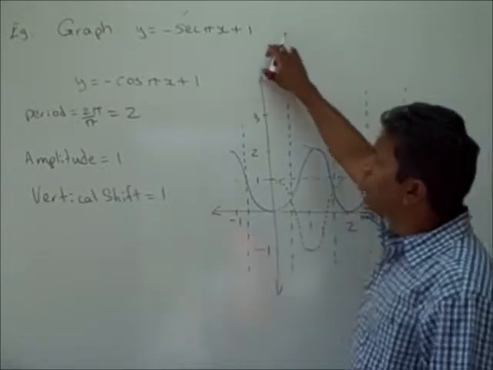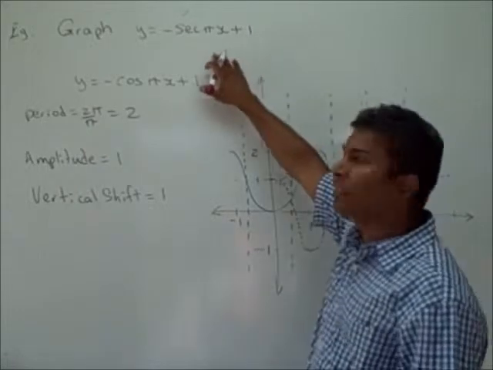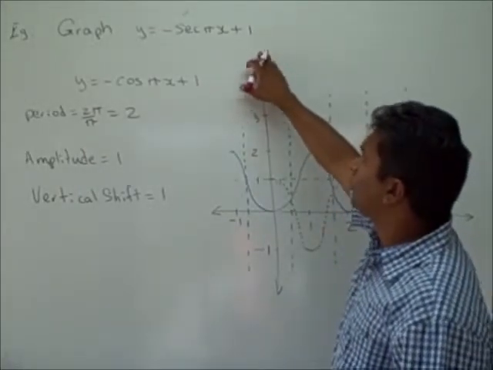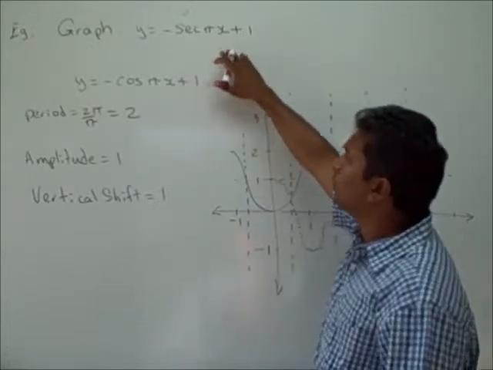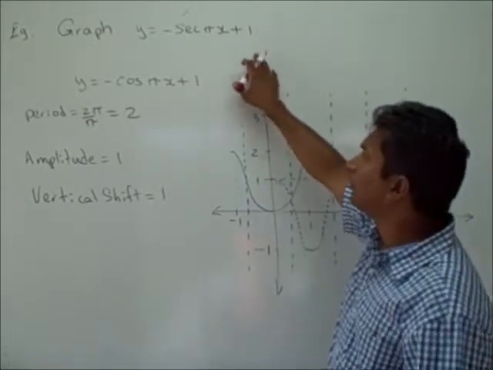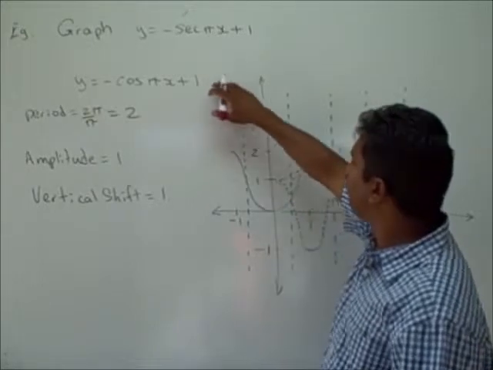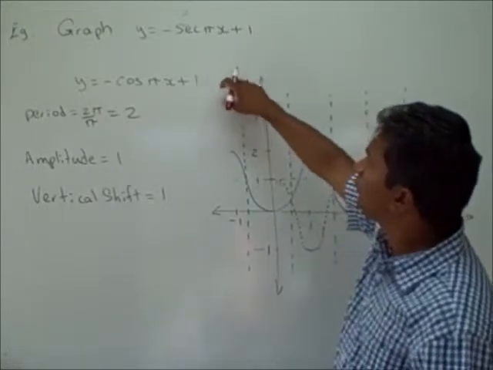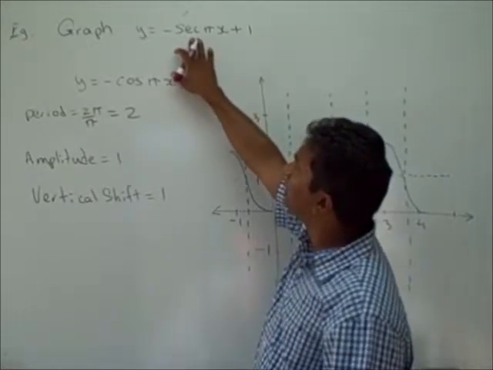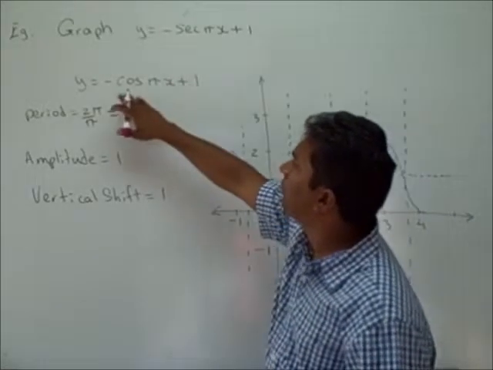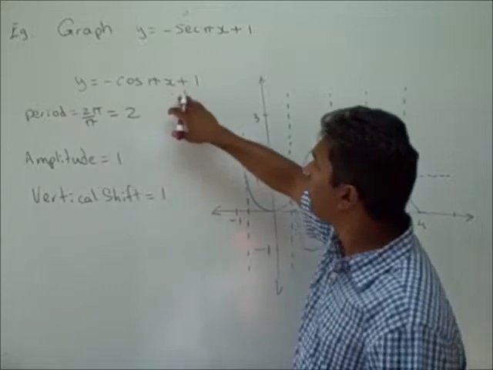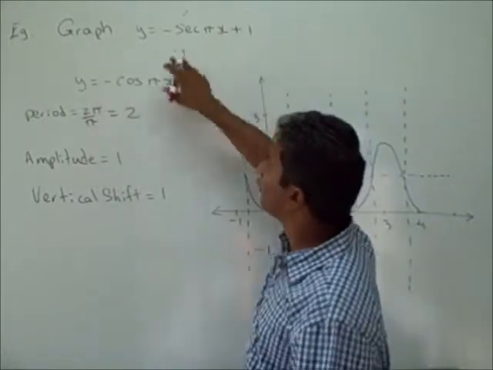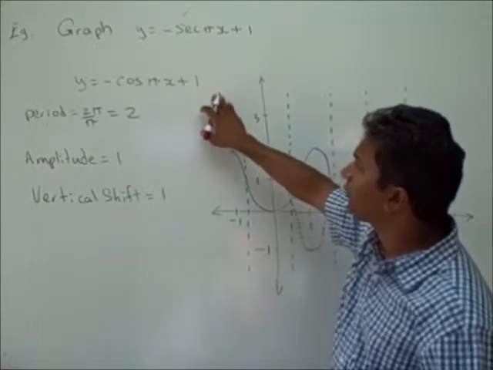Now let's graph y is equal to negative secant of pi x plus 1. To graph our secant function, we graph the reciprocal function, which is cosine, and then we draw the inverse of that. So the reciprocal function would be negative cosine of pi x plus 1. So we're going to go ahead and draw the inverse of this, which is negative cosine of pi x plus 1.